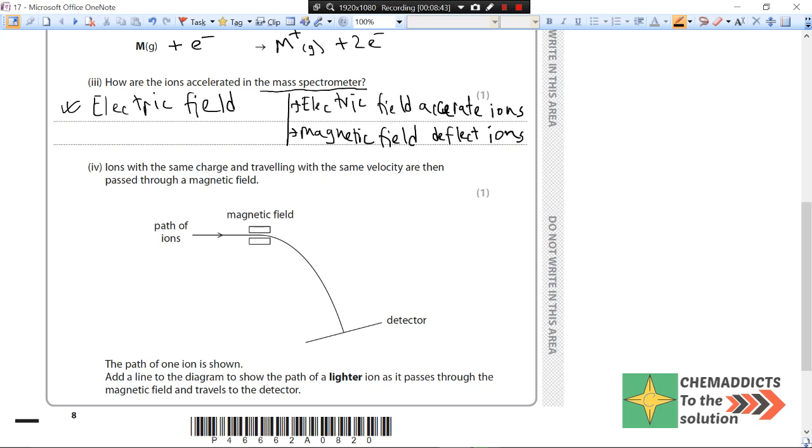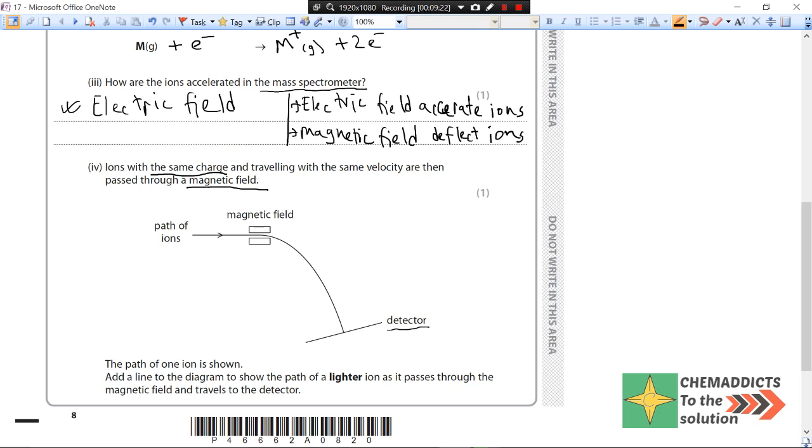Well fellas, let's proceed. Ions with the same charge, here they have given the information that they have the same charge. Ions with the same charge and traveling with the same velocity are then passed through a magnetic field. So this is the path of ions, this is the magnetic field. Here the deflection occurs, and here is the detector where the different ions are detected. This is how the mass spectrometer works.